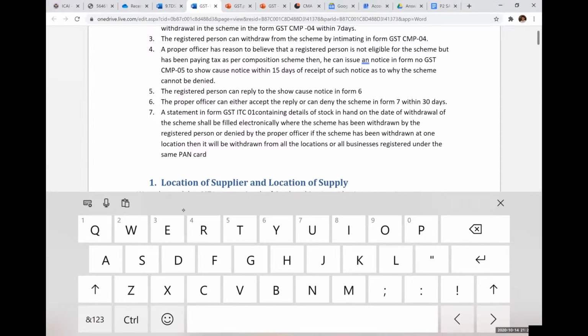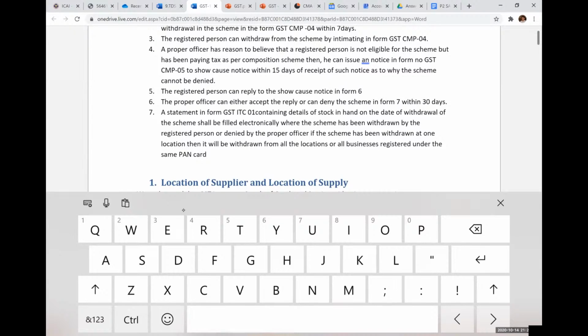A statement in Form GST ITC-01 containing details of stock on hand on the date of withdrawal of the scheme shall be filed electronically where the scheme has been withdrawn by the registered person or denied by the proper officer. If the scheme has been withdrawn at one location, then it will be withdrawn from all the locations or all businesses registered under the same PAN. So if Urmila has 3 or 4 businesses registered, if one business is rejected, all the other businesses also will get rejected. Does that make sense?